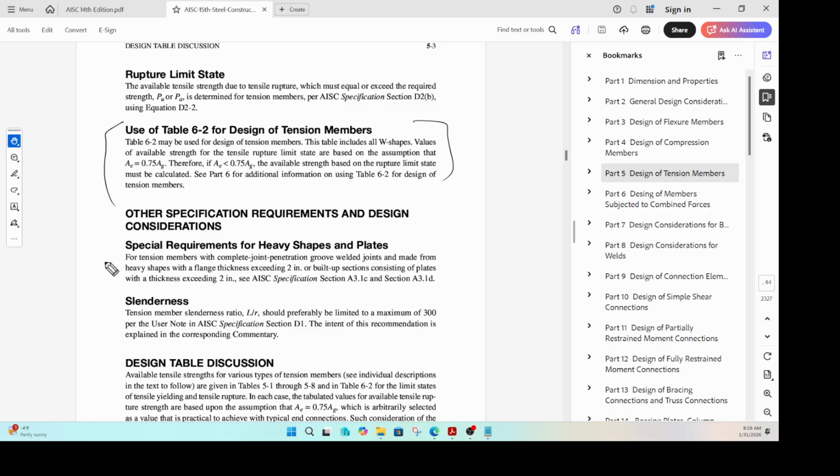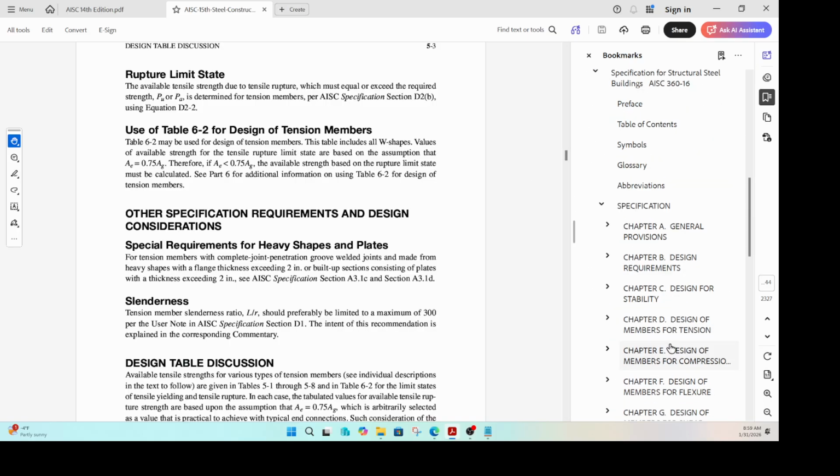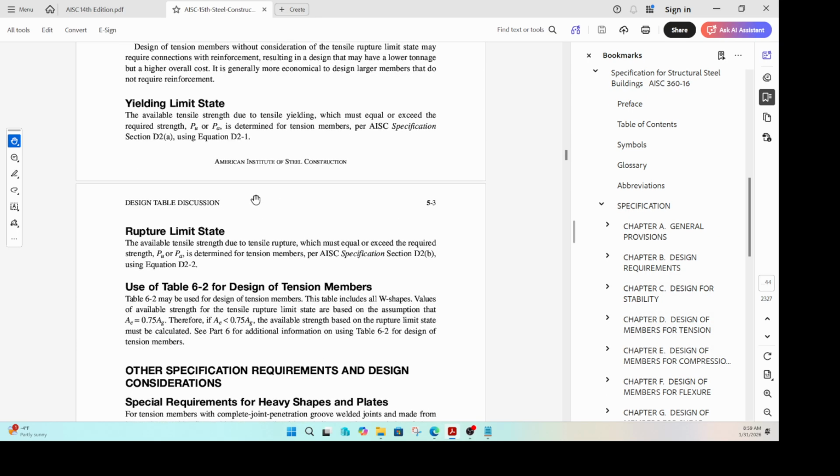Just hold your horses. We'll talk about AE, AG, A net, U, X bar, L, and all these things, but that discussion will be made clear in chapter D. Currently we are just going through part 5.